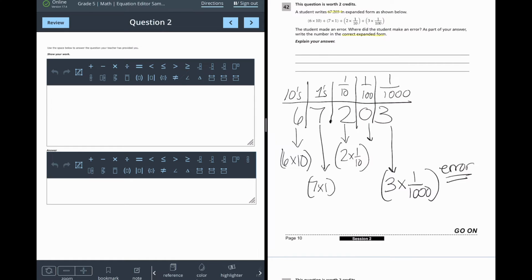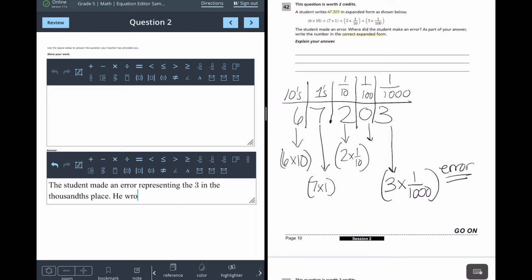Okay, so what error did the kid make? Let's type that down. The student made an error representing the 3 in the thousandths place.